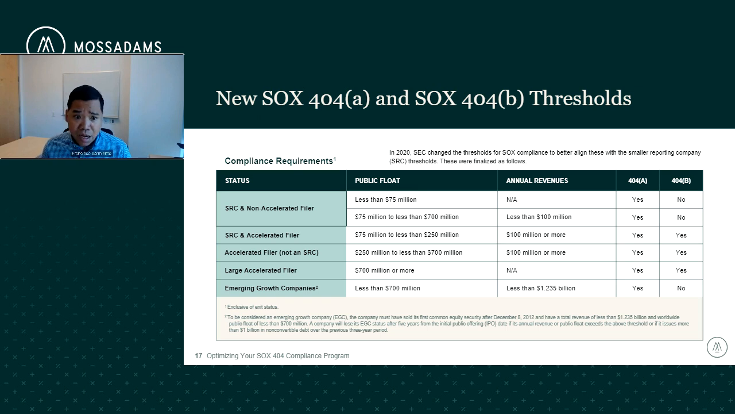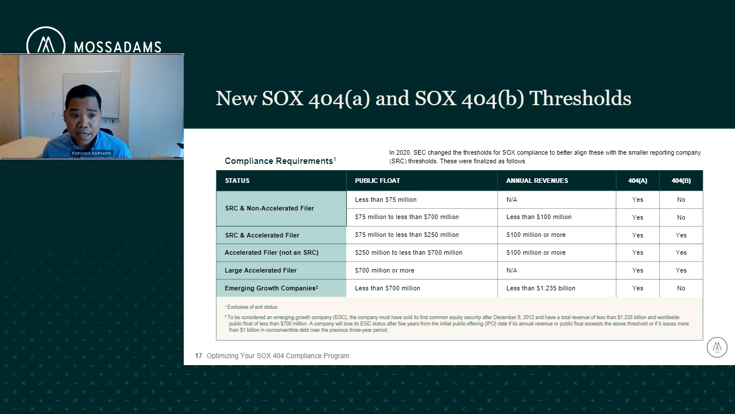So you'll see here, if you're an SRC and a non-accelerated filer, you will be exempted from 404B. You only have to do 404A, which is the management assessment. And the category for that would be if you have a public float of less than 75 million and no revenue, or you have a public float of between 75 million to less than 700 million, but your revenue for the most recent fiscal year is less than 100 million, then you qualify as an SRC and non-accelerated filer. You don't have to do 404B.